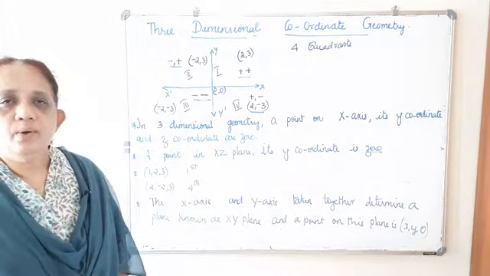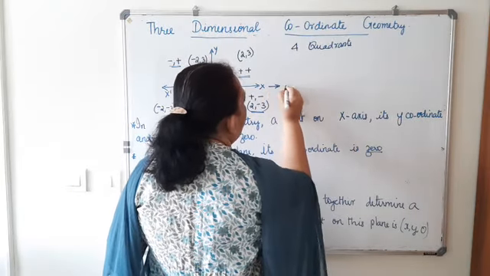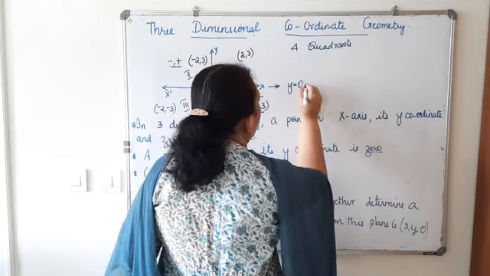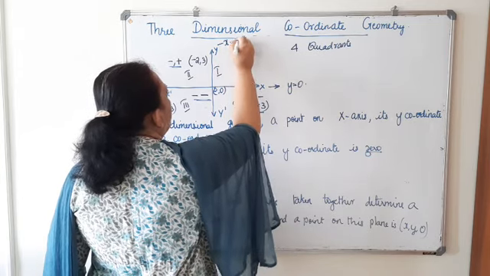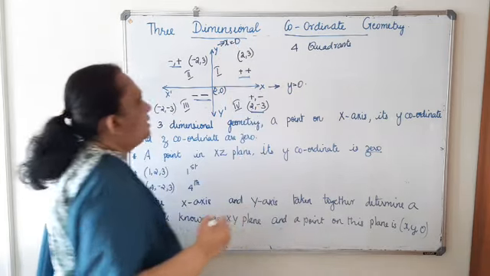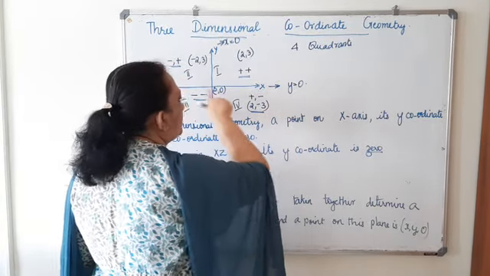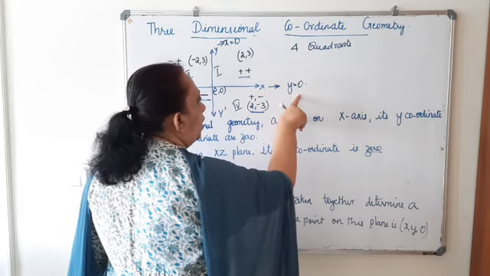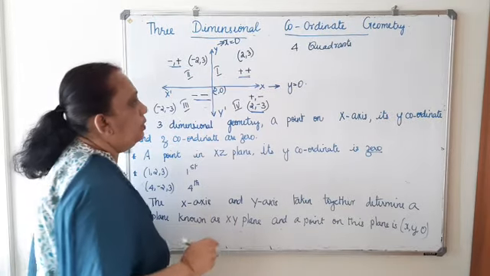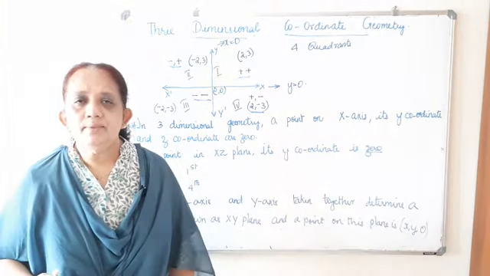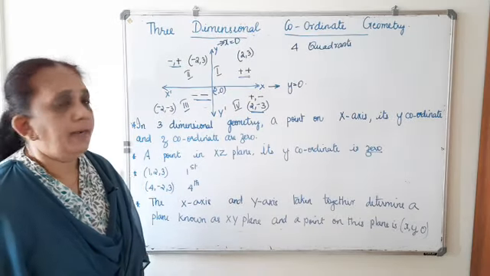Now, when you consider the x-axis, the equation to the x-axis is y is equal to 0. And the equation to the y-axis is x is equal to 0. That is, for all points on the x-axis, the y coordinate is equal to 0, and for all points on the y-axis, the x coordinate is equal to 0. Now, keeping in mind the two-dimensional geometry, we are going to discuss three-dimensional coordinate geometry.